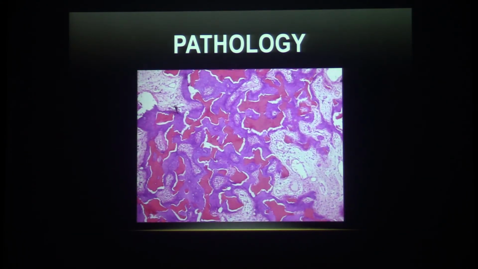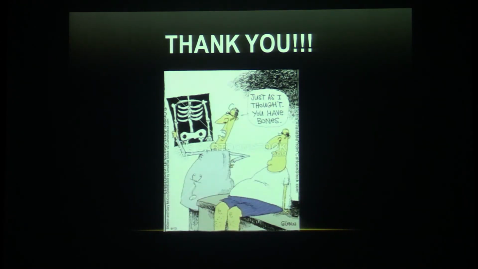And in a larger view, we can see that the trabecular bone is irregularly shaped. They have this curvilinear arrangement, which kind of reminds us of Chinese letters. And this is the classical histopathology appearance of fibrous dysplasia, Chinese letters. And this will be the last slide, so thank you very much for listening.